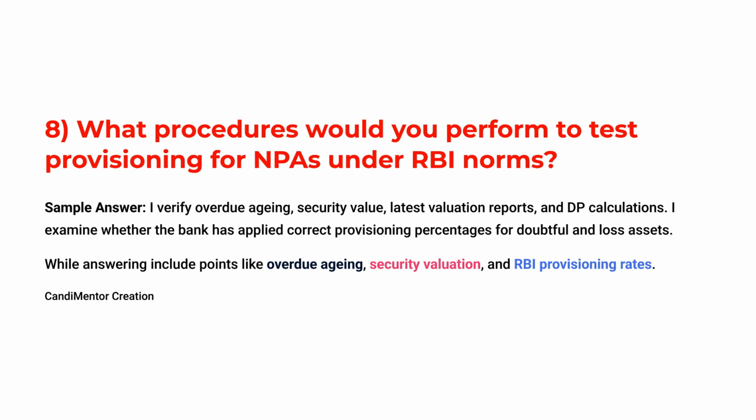What procedures would you perform to test provisioning for NPAs under RBI norms? Sample answer. I verify overdue aging, security value, latest valuation reports, and DP calculations. I examine whether the bank has applied correct provisioning percentages for doubtful and loss assets. While answering, include points like overdue aging, security valuation, and RBI provisioning rates.